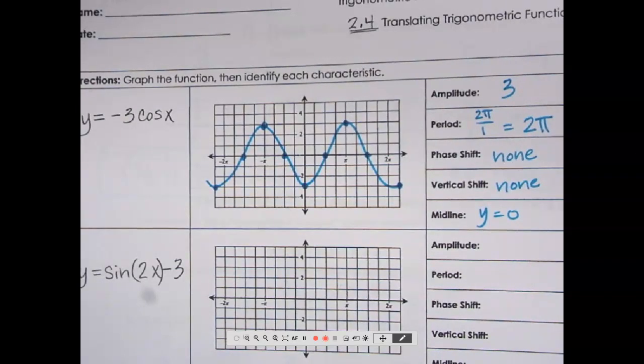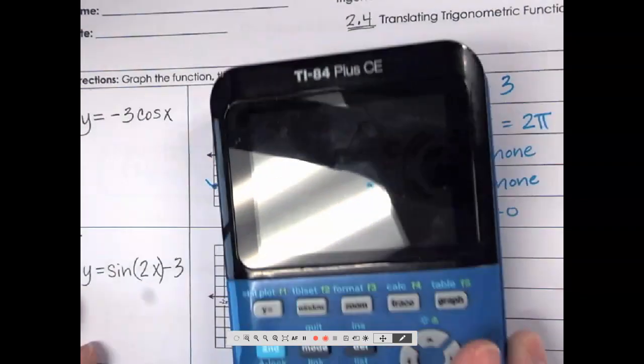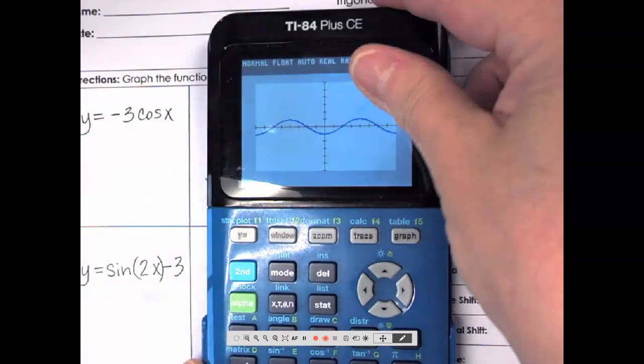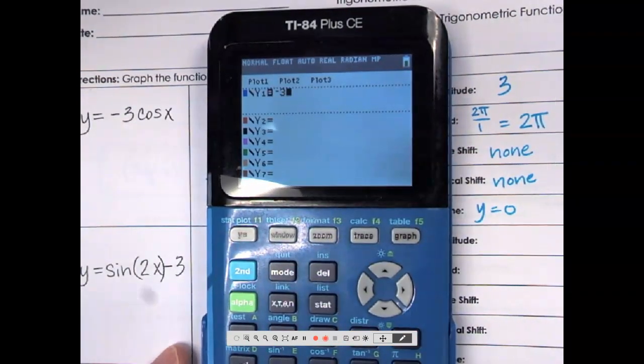Now, can you graph that on your calculator? Absolutely. And it can kind of help you get started. So let's see what that would look like on the calculator. Y equals -3 cosine x.